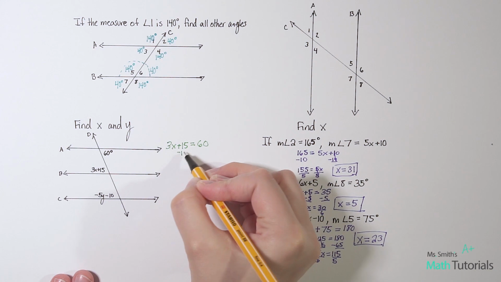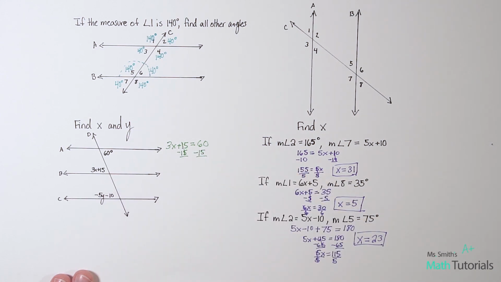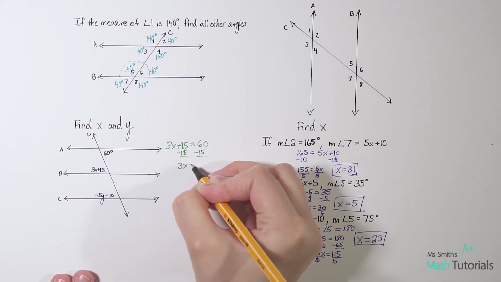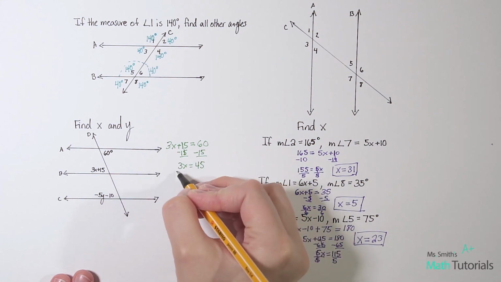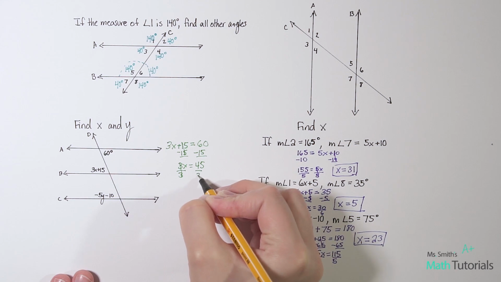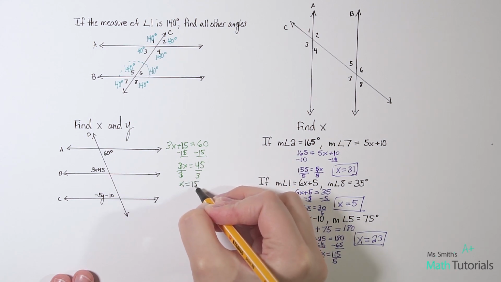Okay, so I'd want to subtract 15 from both sides. 60 minus 15, that's going to give me 45. So 3x equals 45. And then, of course, we divide by 3, and we get x equals 15.